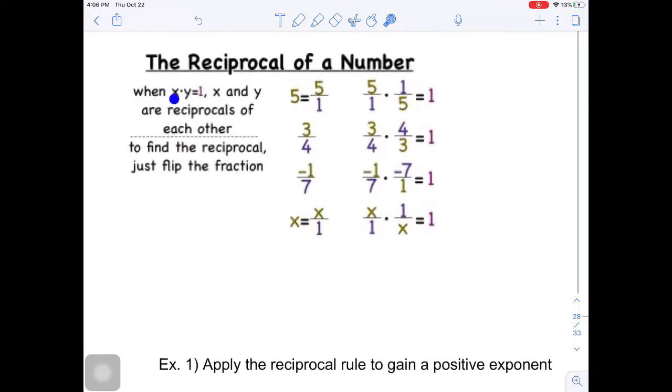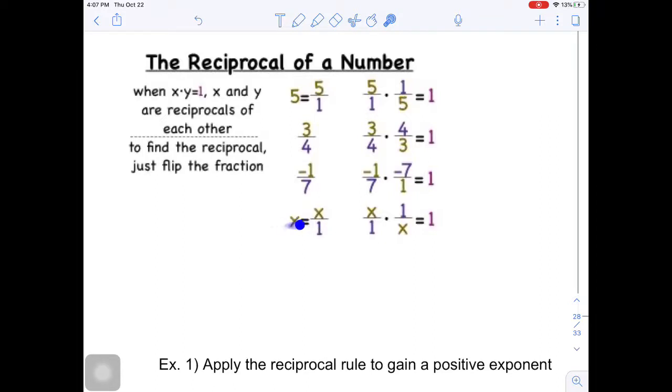Essentially, if x and y are reciprocals of each other, they can multiply and form positive 1. So here we can see 5 equals 5 over 1. So the reciprocal of 5 would be 1 over 5, because when you multiply those two numbers, you get 1. Here, 3 over 4, its reciprocal would be 4 over 3, because when we multiply 3 over 4 times 4 over 3, that gives me 1. So to find the reciprocal, all you have to do is just flip the fraction. That's literally it. So negative 1 over 7, its reciprocal is negative 7 over 1. We can see when we multiply that, you get 1.